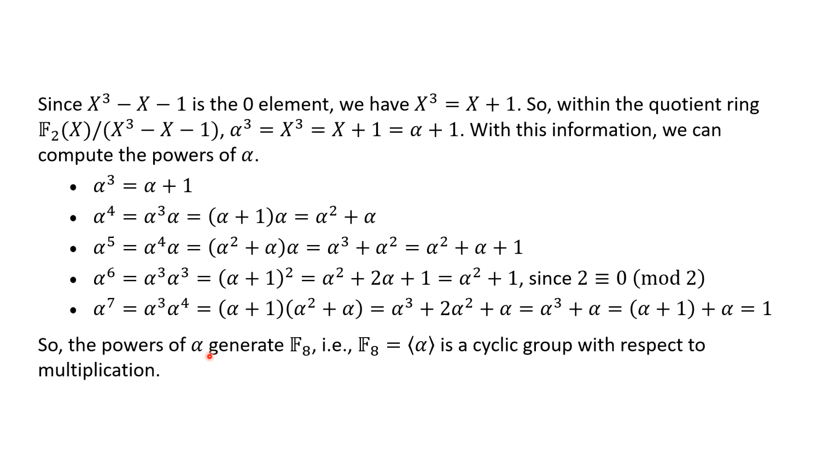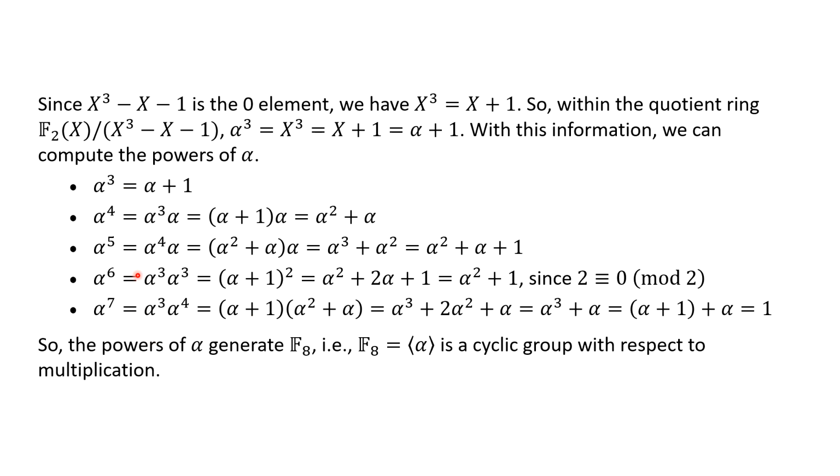So the powers of alpha generate all of F8. In other words, F8 is a cyclic group with respect to multiplication. This is just a comment, not necessarily related to what we want to do here with computing the table.